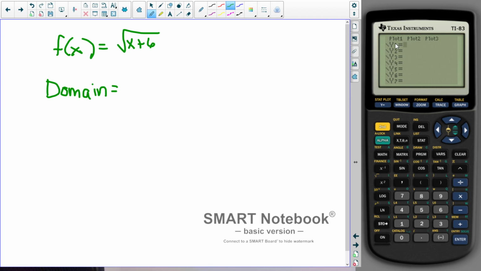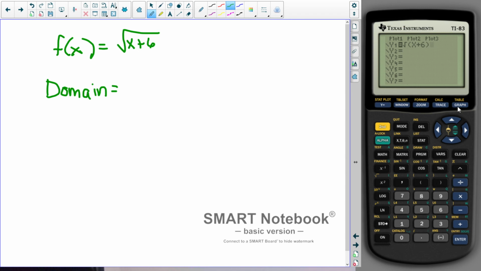So this is y equals, and they say y1, y2. These are just different equations, right? If we were using function notation, this might be f of x, this might be g of x, this might be h of x and k of x and so forth. So these just represent different functions or different y values. I'm just going to put this function in here. It's the square root of x plus 6. So to get the square root, I'm going to press second square root. You'll notice it gives me an open parenthesis there. I'm going to use x, which is right here. Plus 6. And I'm going to put a close parenthesis on that. So that says take x plus 6 and then take the square root of that.